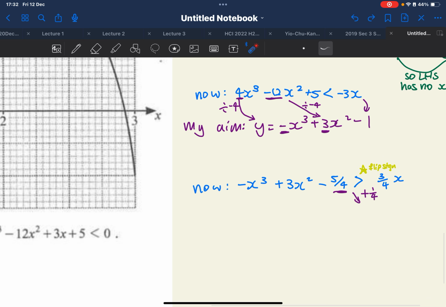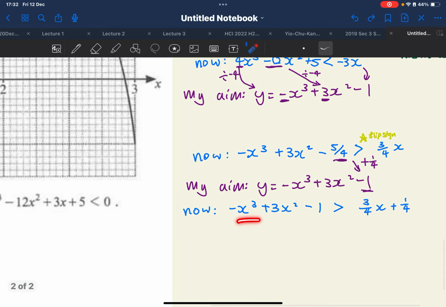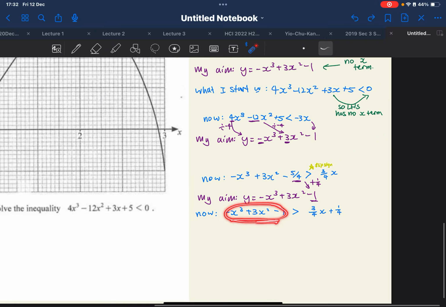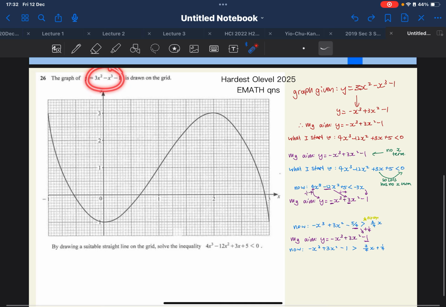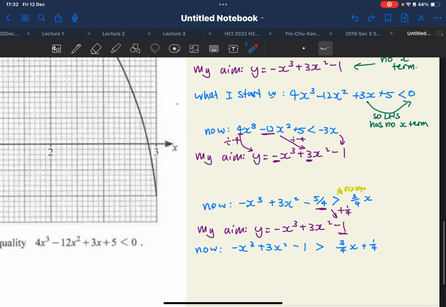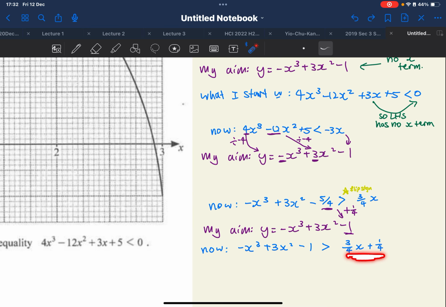Now what you have to do is add a 1/4. Because my aim is this, I have to make it into this, so I will have to add a 1/4. Now I will get this. This is my aim. Again, my left hand side now is actually this equation, and my right hand side is the line that I have to draw. You notice I have to add 1/4 to both my left and right hand side. Now I have this. This is the line I have to draw.